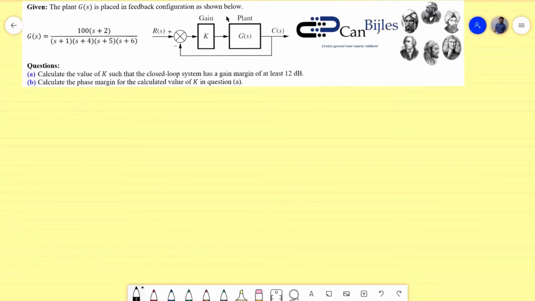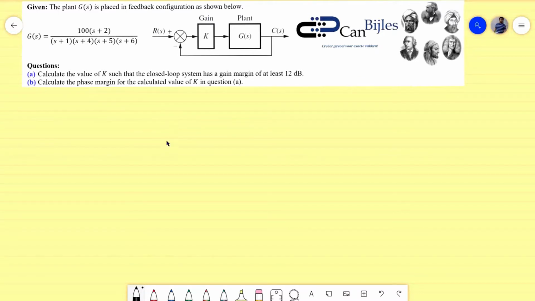And we have the closed loop system as shown here, and we have the proportional controller, the gain, which is given as K. So we have the feedback control, again, unity gain feedback. Now the questions are the following. A, calculate the value of this proportional controller gain K such that the closed loop system has a gain margin of at least 12 dB. So this is a little bit different than the previous example.